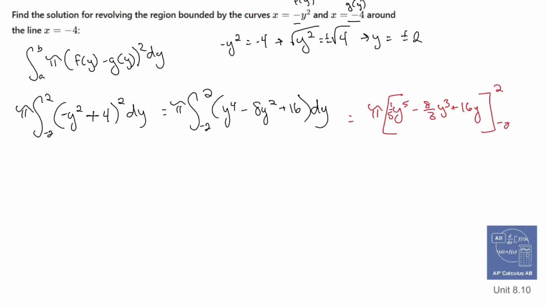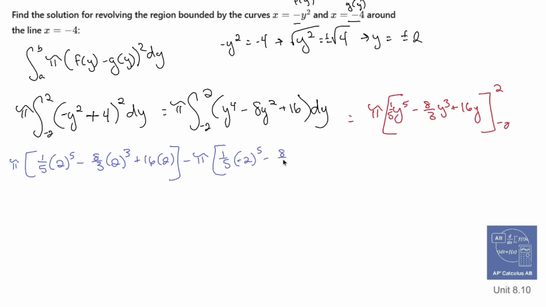Now it's a matter of plugging stuff in. Don't make any math errors. You're going to see a lot of repetition because the same numbers are going to be used twice, just one's the opposite of the other. You get pi times 1/5 2 to the 5th, minus 8/3 2 to the 3rd, plus 16 times 2, minus pi times 1/5 negative 2 to the 5th, plus 8/3 negative 2 to the 3rd, plus 16 times negative 2.